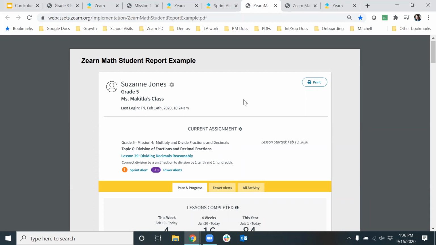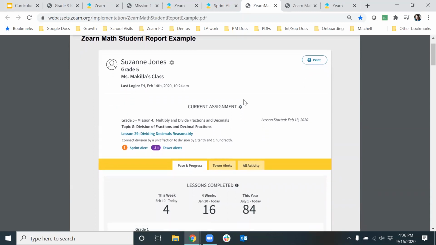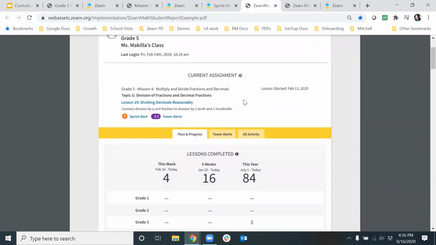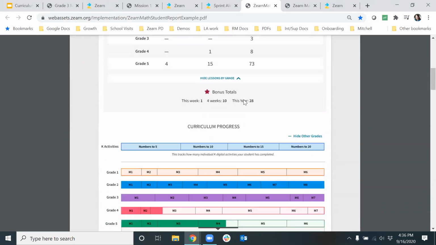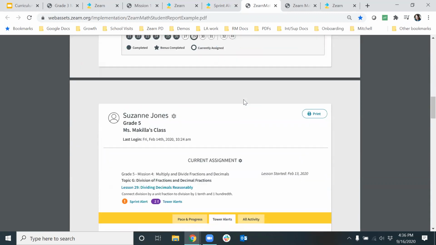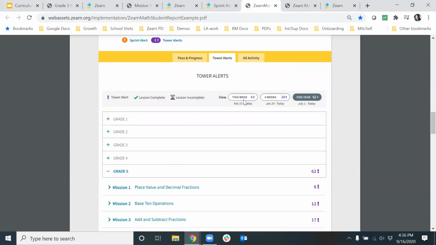I'm not going to walk through all the aspects of this report for sake of time, but I do want to zero in on the student level view of the same Tower Alerts report that we just saw at the class level. So I'm just going to scroll down here. At the top of this student level Tower Alerts report, I have a quick summary of the students' alerts by week, by month, and by year.